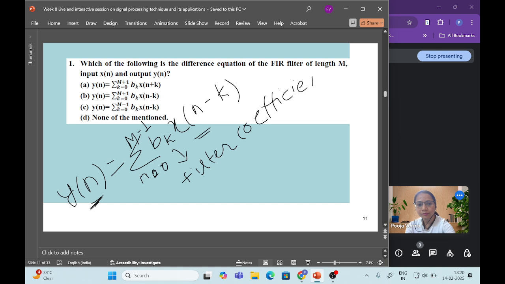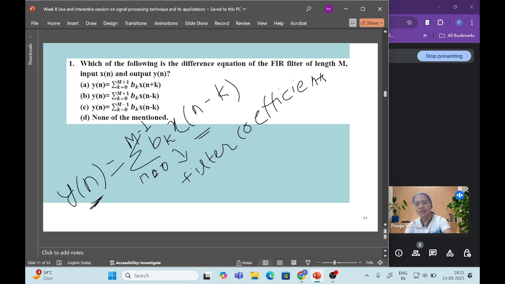The term x[n minus k] ensures that the filter operates in a causal manner. That means the output depends on the present or past input, and does not depend on the future input. This is a finite impulse response because it does not depend on the future value. It depends only on present or past values.